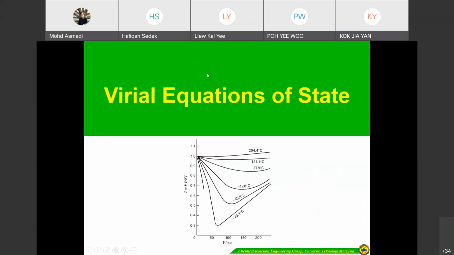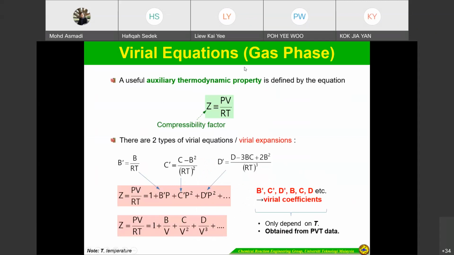Okay. So let's see the virial equation of state. Kalau awak tengok dekat sini, virial equations, okay. Actually from the auxiliary thermodynamic properties, ini just a derivation lah. Selalunya kalau kita akan ambil virial daripada sini lah. Dia tak akan panjang lah.